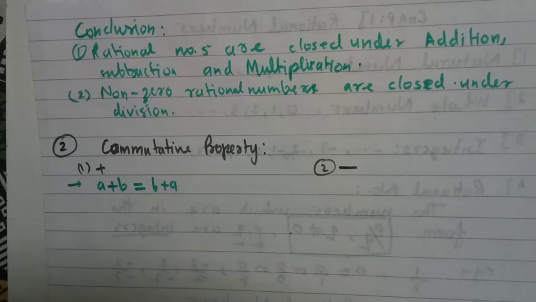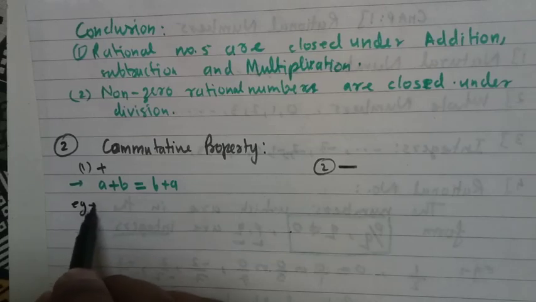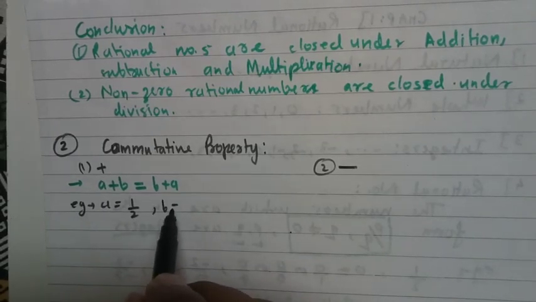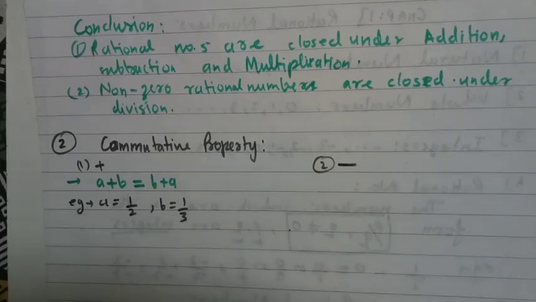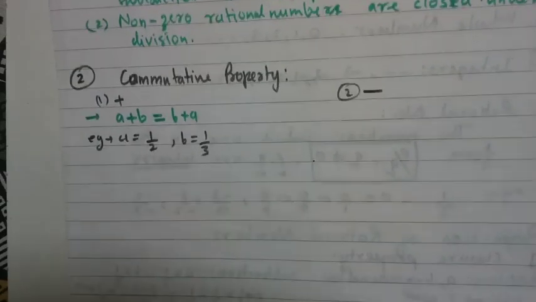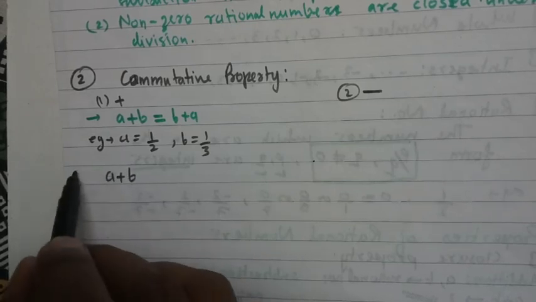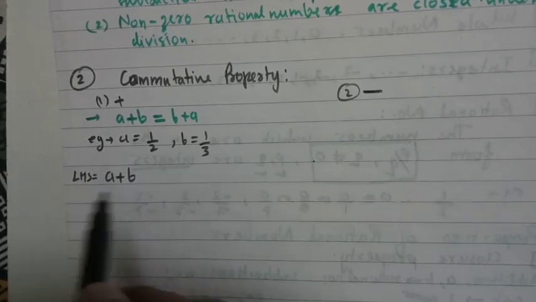So rational numbers are commutative under addition. So let me check with the help of an example. If I say a is equal to 1/2, again the same example, and b as 1/3. Now I will find the value of a plus b. Let me consider this the left hand side.